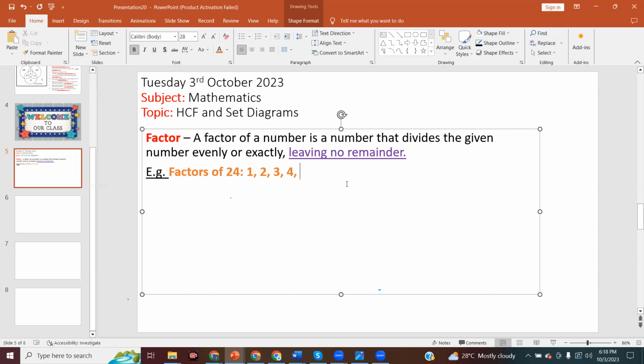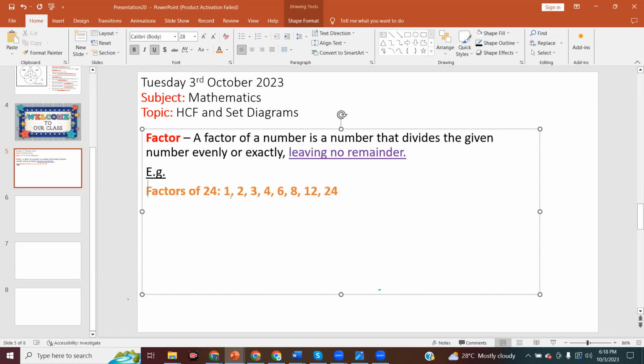After 4, it's going to be what? Is 5 a factor of 24? No, sir. How about 6? Yes. 6. What times 6 gives you 24? 4. Okay, after 6 is what? 8. And after 8 is what? 12. And then after 12 is what? 24. Very good. So those are the factors of 24.